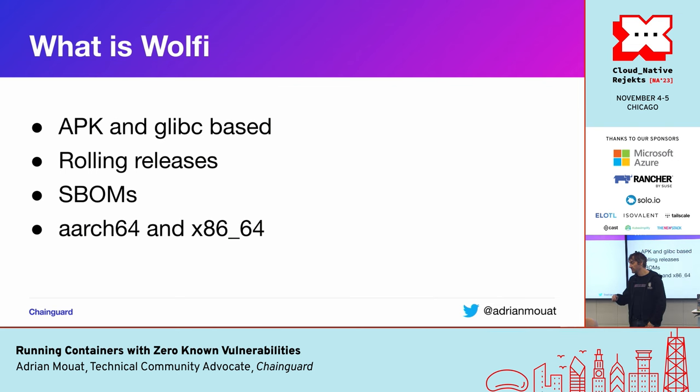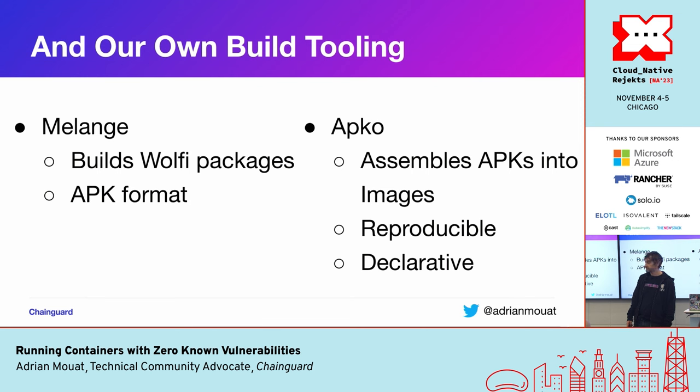Wolfi is purely rolling, so there are no point-in-time releases. There's no Red Hat 9 equivalent. It's just a rolling release. All our packages come with SBOMs, and we target both ARM and x86_64 architectures at the minute, possibly more in the future. And we did have to come up with some of our own build tooling, which is open source. You can try it out yourself.